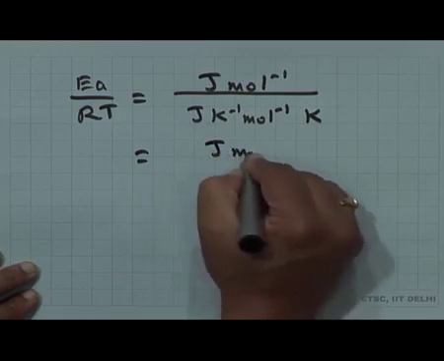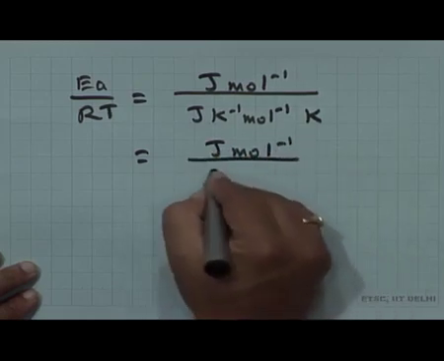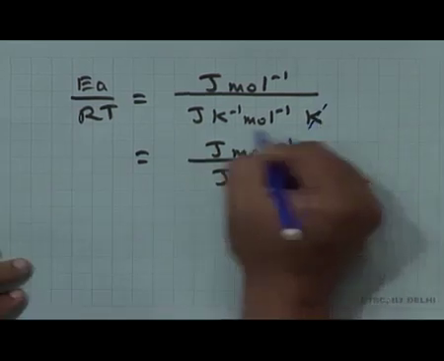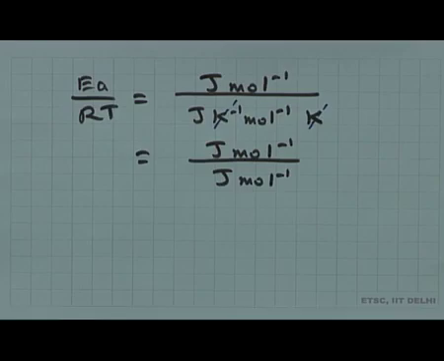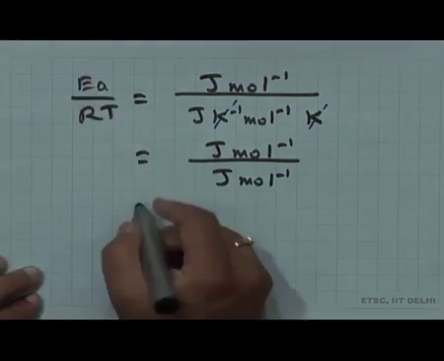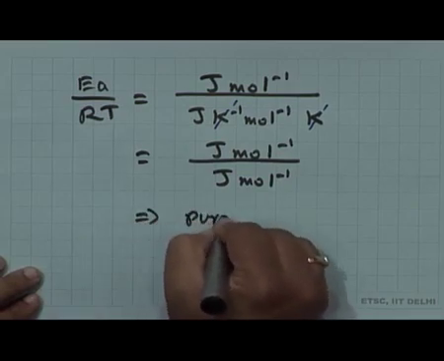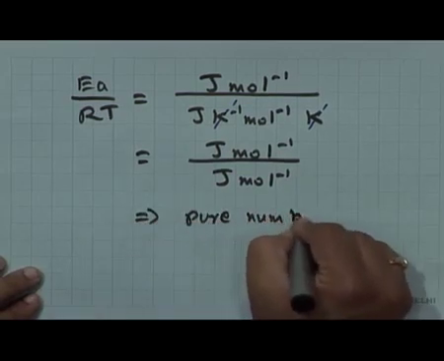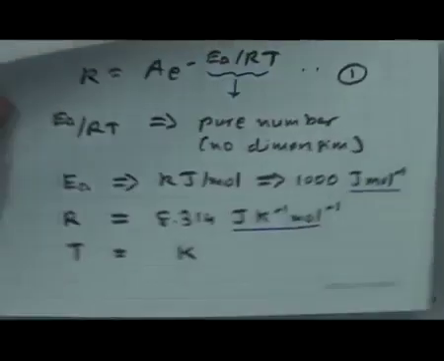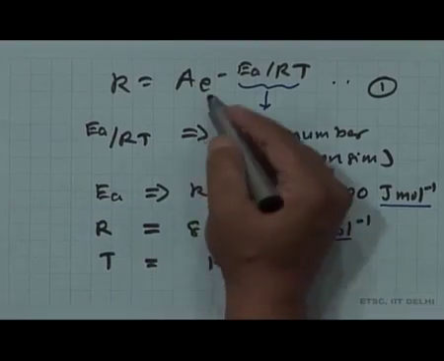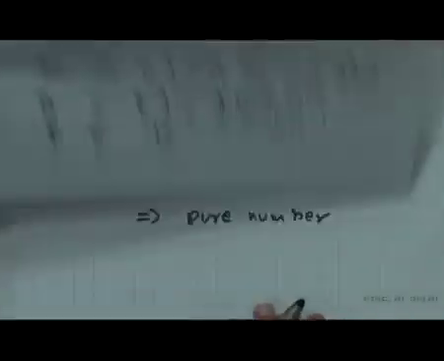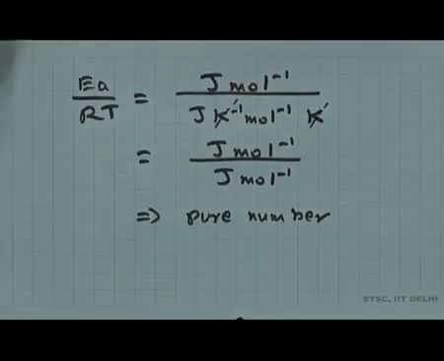So, the Kelvin gets cancelled out, and then the other units also get cancelled out. So, what I am having is a pure number. If I am having a pure number, I am absolutely fine with this expression, because this is the power of the exponent, it has to be dimensionless, that is a pure number, and we just proved that it is indeed a pure number.